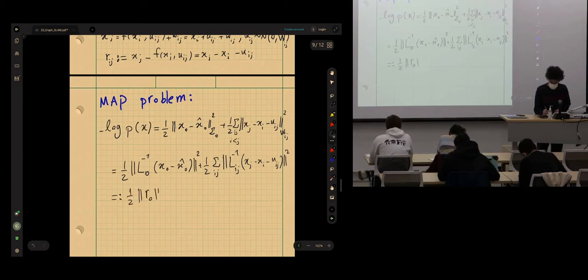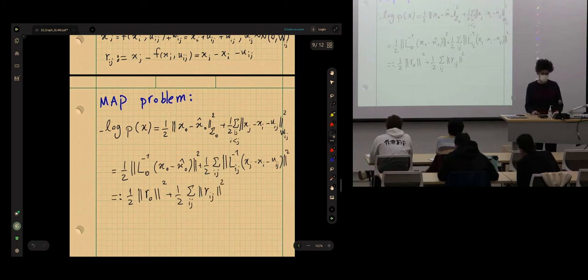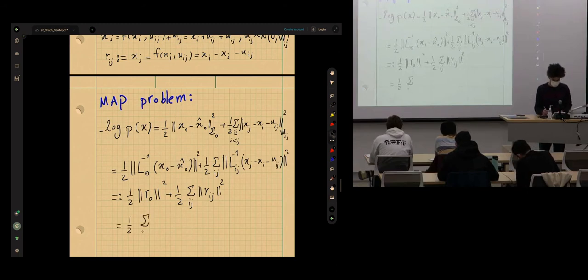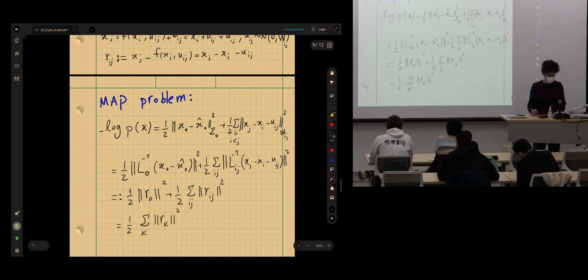one half of some prior residual plus sum of all ij residuals. Or you could just write one half of sum over all, and this is k, and k here is 0, 0, 1, 1, 2, 2, 3, and 0, 3.